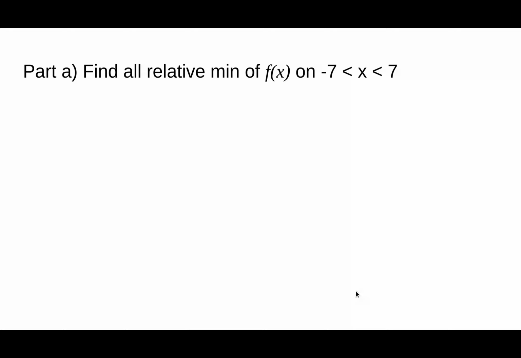This is question 3C from the 2000 Calculus AB exam. We're given the graph of a function f prime, and we are asked to use it to determine and find all relative minima of the function f of x on the interval from -7 to 7.